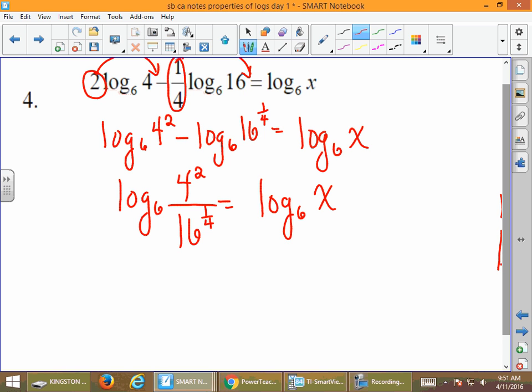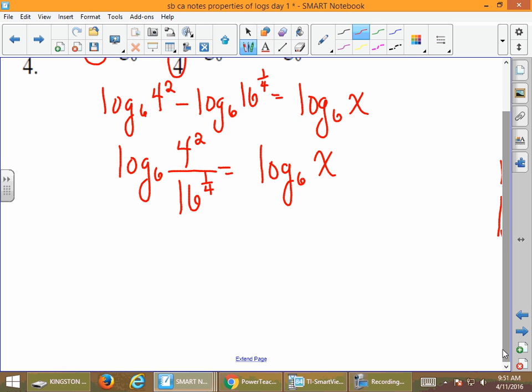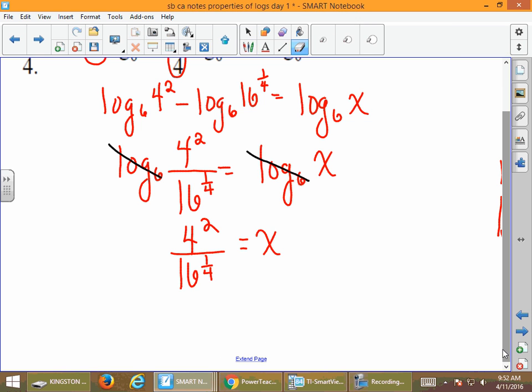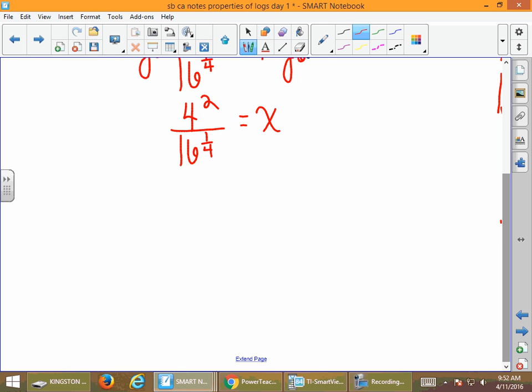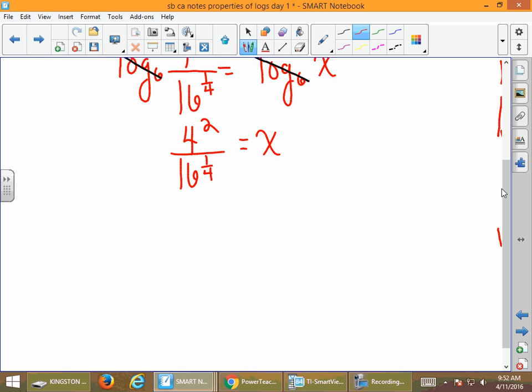But once we get it in this format, what's going to happen then is we have like bases. We don't need to worry about the base. That's not what has the variable in it. We're now left with 4 squared over 16 to the 1/4 equals x. And now we can finish the problem. 4 squared equals 16, 4 times 4.